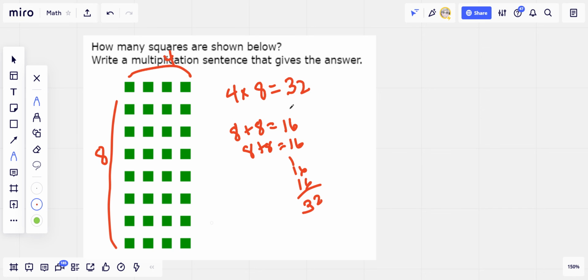So if you haven't got this fact memorized yet, it's not that hard to get there with a little bit of addition. So that is some work using multiplication to figure out how many squares there are in an arrangement where they're put together in a square or a rectangle.